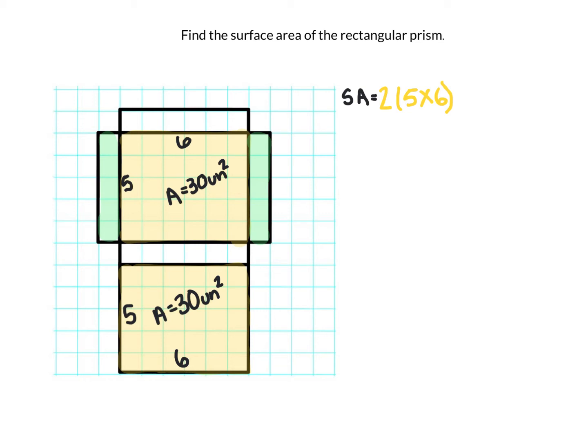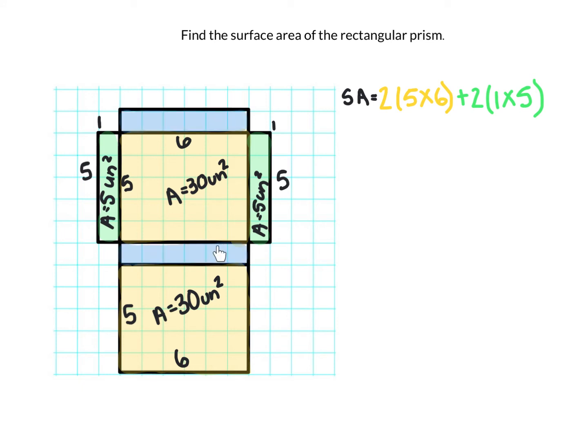Next, let's find the area of the two green rectangles. For these two rectangles, we have side lengths of 5 units by 1 unit. So the area for the two green rectangles is 5 square units. For our surface area equation, we're going to add the two rectangles whose dimensions are 1 by 5.